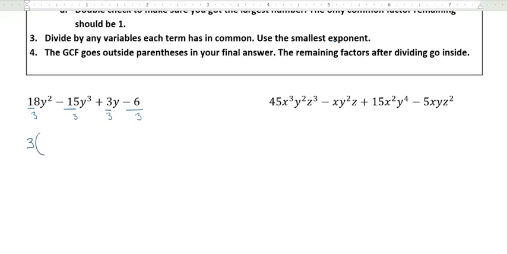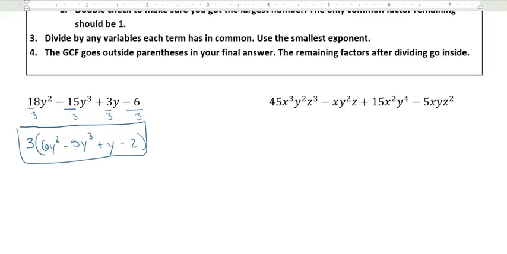That goes outside. And then the answers after I divide each of these are going to go inside the parentheses. So 18 divided by 3 is 6y squared. Negative 15 divided by 3 is negative 5y cubed. 3 divided by 3 is 1, so this is just 1y. And then negative 6 divided by 3 is negative 2. So this would be my factored answer.